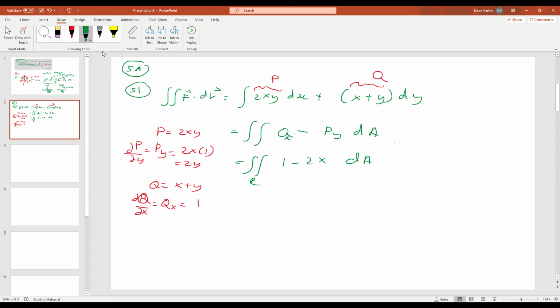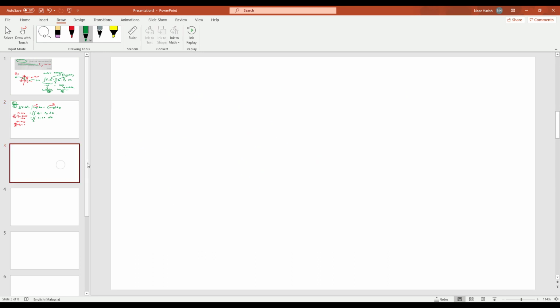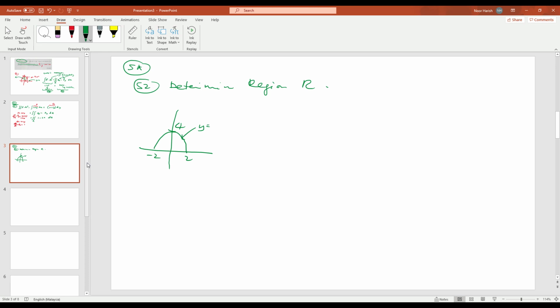So next, step 2: determine the region R. We go back to see the diagram. Negative 2, 2, and we have 4 here. This is y equals 4 minus x squared. This is x, this is y, and this is y equals 0. So this is the area R.